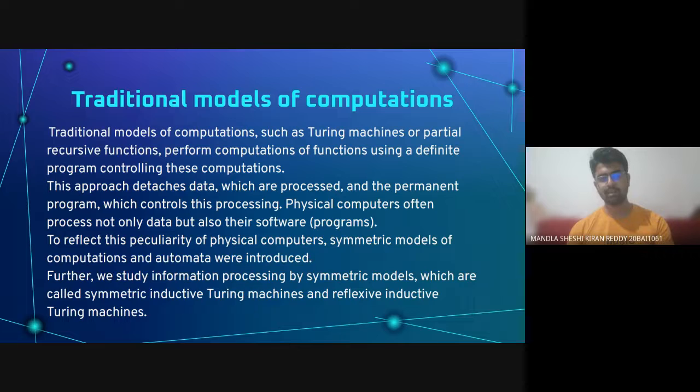The physical computers often process not only the data but also their software, which are called the programs or the instructions. So to reflect this peculiarity of physical computers, symmetric models of computations and automata were introduced. Further, we study more information processing by symmetric models, which are called the symmetric inductive Turing machines as discussed and the reflective inductive Turing machines.